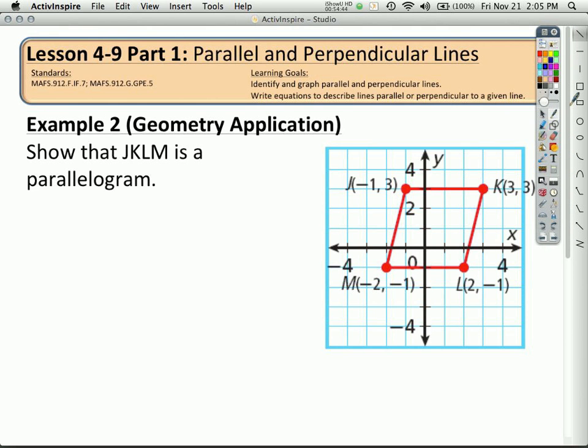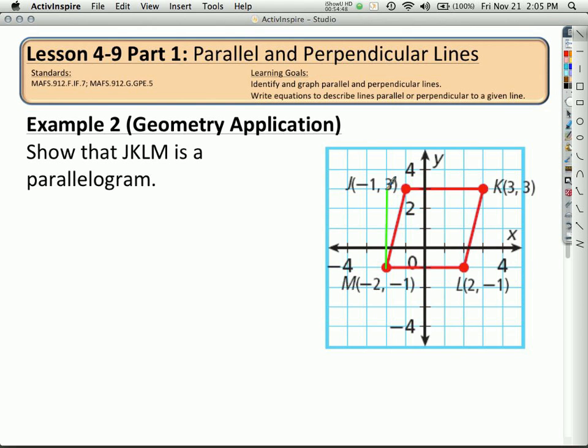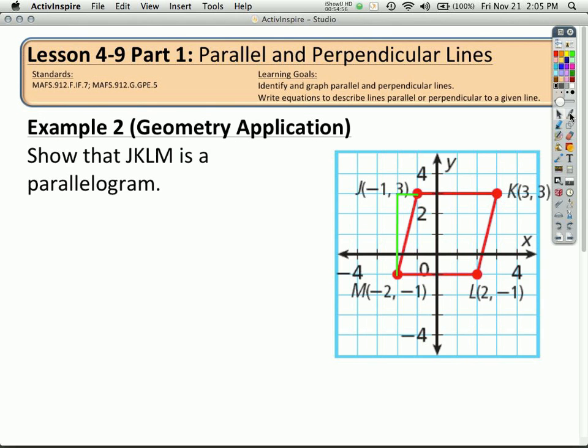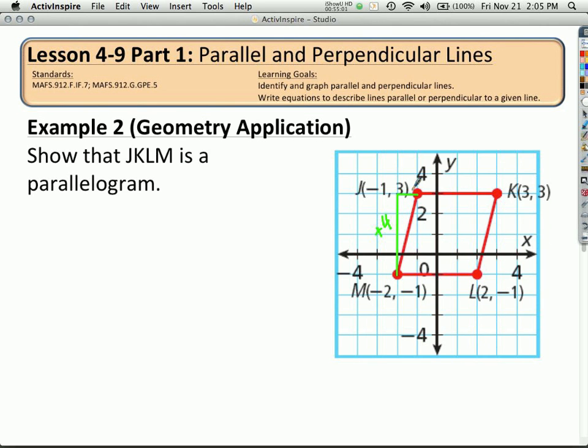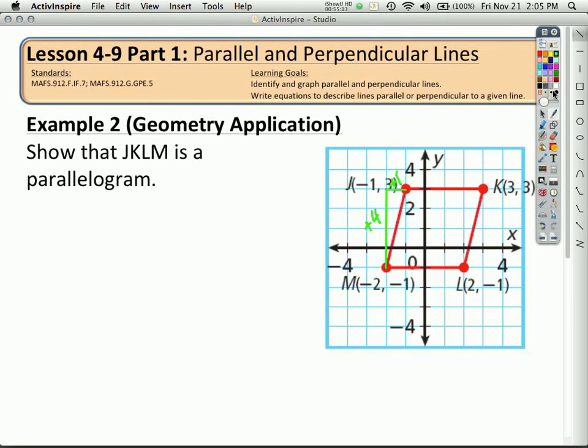So, if we do rise over run, we go from here, rise, run, and now count. Rise, 1, 2, 3, 4, up. So that's positive 4, and run 1. So the slope of this side is 4 over 1. Now let's check the opposite side and see if that happens again.